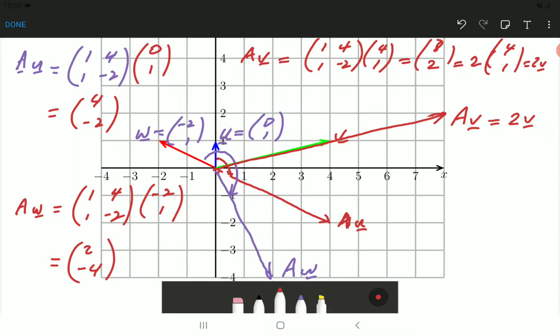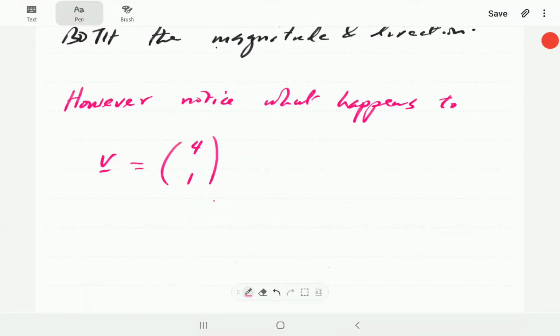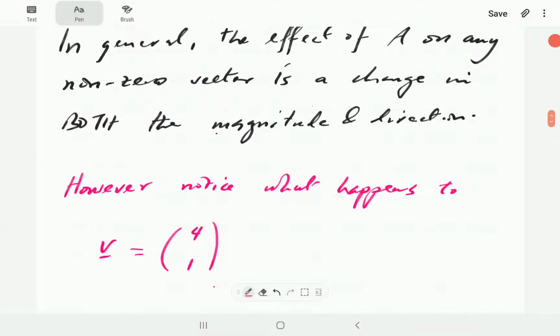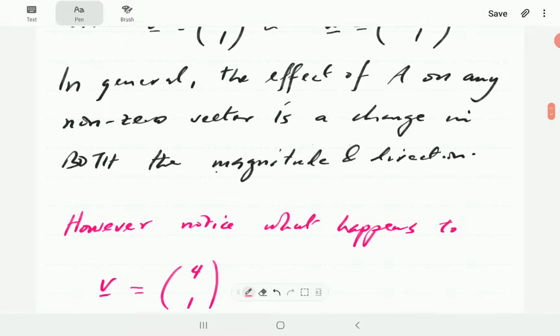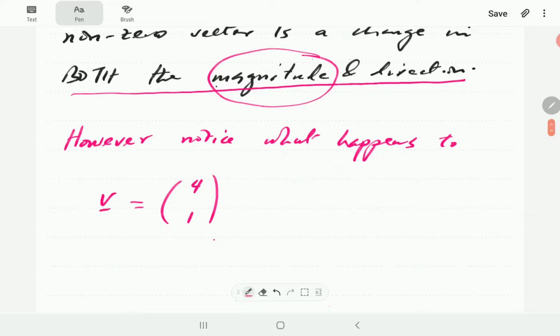So notice we just concluded this side that generally when A acts upon any vector, the effect is a change in both magnitude and direction. But when we act A on this vector V here, only the magnitude is altered. The direction remains the same.